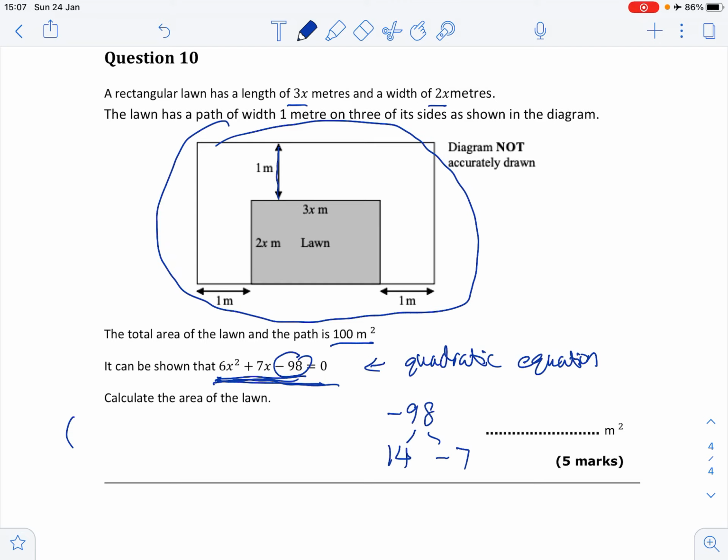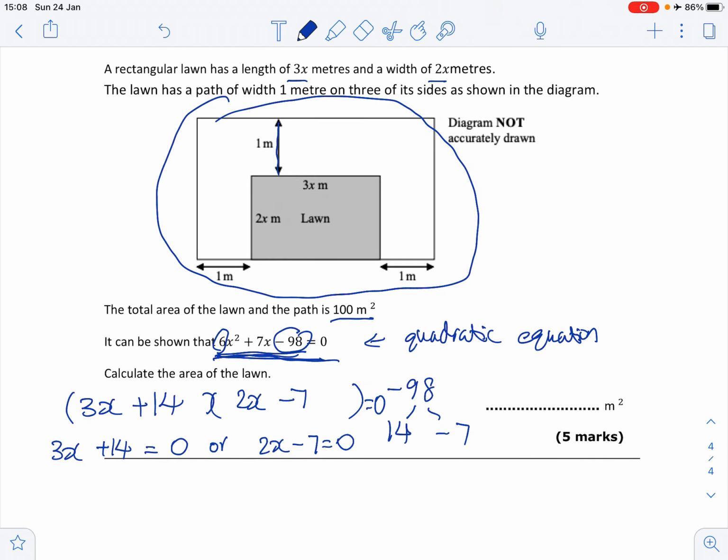And I have the first term is 6. So I could have 3x plus 14, 2x minus 7 equals to 0. Then just solve, so I have 3x plus 14 equals to 0, or 2x minus 7 equals to 0. Then find your x. So 3x equals minus 14. X equals minus 14 over 3.